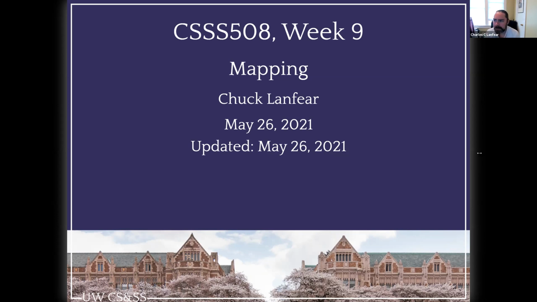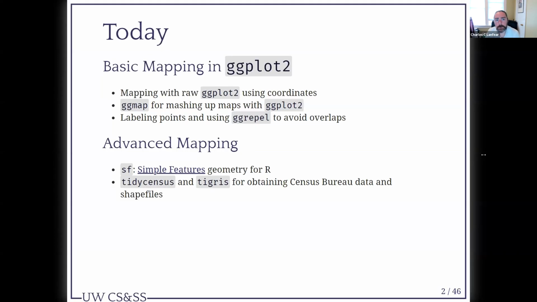Okay, so today's mapping. What we're going to cover today is I'm going to show some basic mapping use of geospatial data in ggplot, just using raw coordinates as X and Y variables in your aesthetics. I'm going to show you ggmap. ggmap is a way to mash up maps from different sources into your ggplots, things like Google Maps and Stamen Maps. It used to do OpenStreetMaps, but not at the moment.